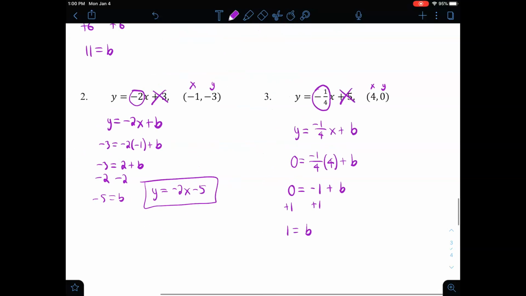So the equation of the line that's parallel to y equals negative 1/4 x plus 5 and goes through 4, 0 is, kind of cool, y equals negative 1/4 x plus 1. That's the equation of the line that's parallel to that given line and goes through the point 4, 0. And using some algebra, we're able to find the y-intercept and figure out what the equation of the line is going to be.